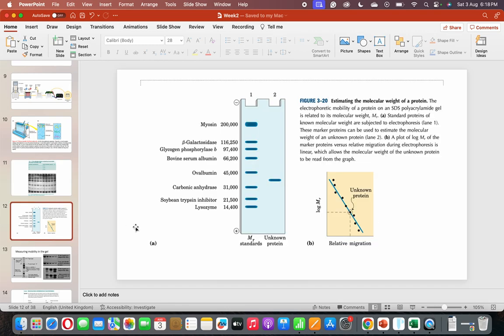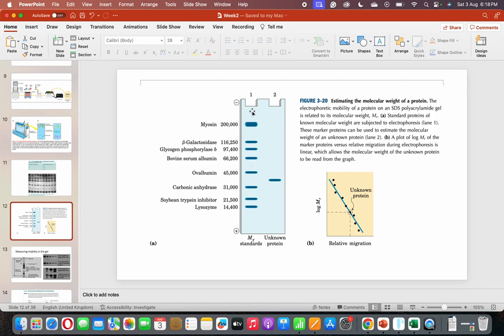One primary thing we can do with gels is estimate the molecular size of our protein, which is why we will often run something called a ladder. This protein ladder is a mixture of standard proteins, which means we already know their molecular weights. So myosin here is 200 kilodaltons. If anything is migrating near myosin, we also know that its molecular weight is near 200 kilodaltons. Similarly, beta-galactosidase is 116 kilodaltons, BSA is 66, and lysozyme is 14.4.